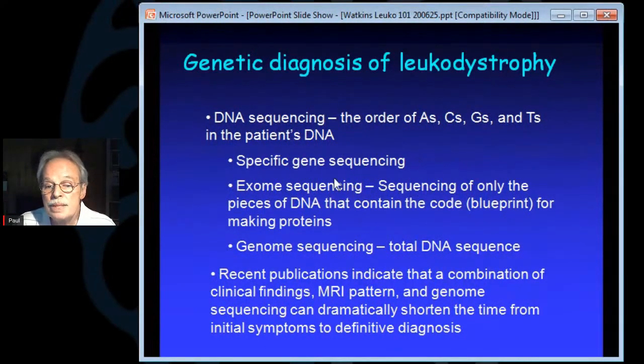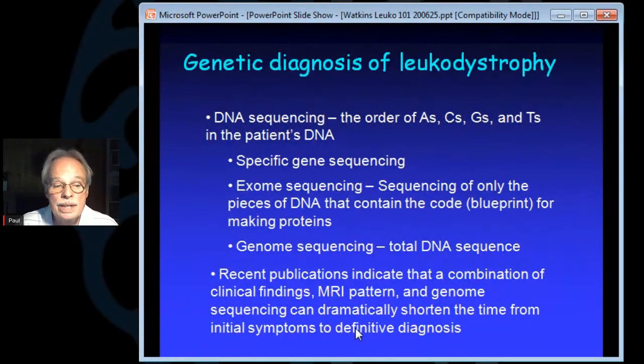But total genome sequencing will generally answer the question, is there a mutation in anything? And that can be very helpful. Recent publications indicate that a combination of clinical findings, the MRI pattern, and genome sequencing can dramatically shorten the time from initial symptoms to a definitive diagnosis.